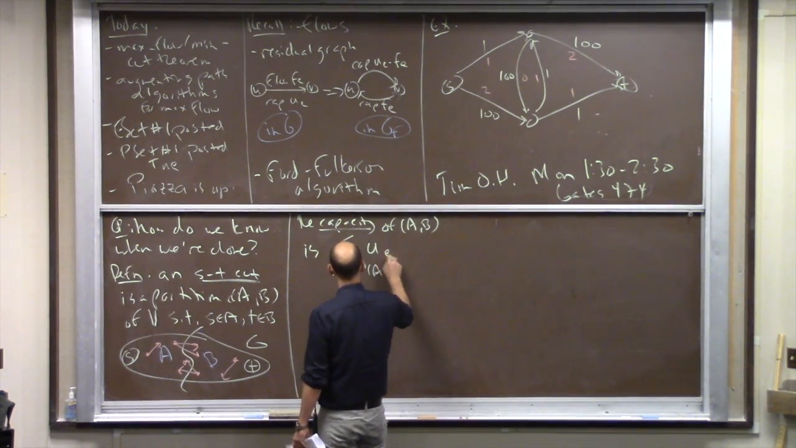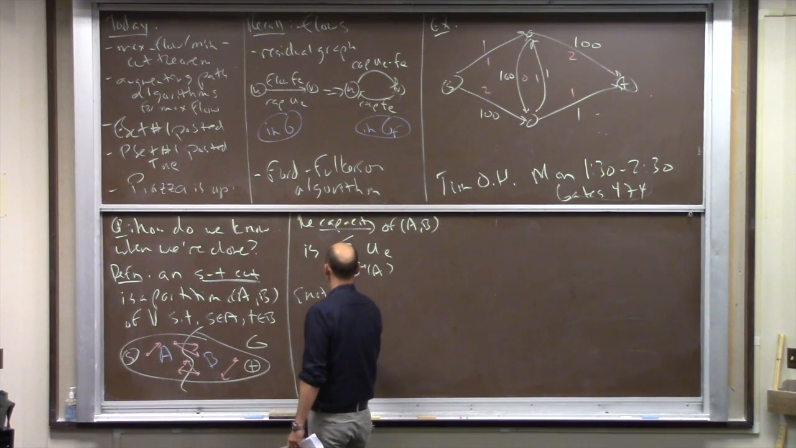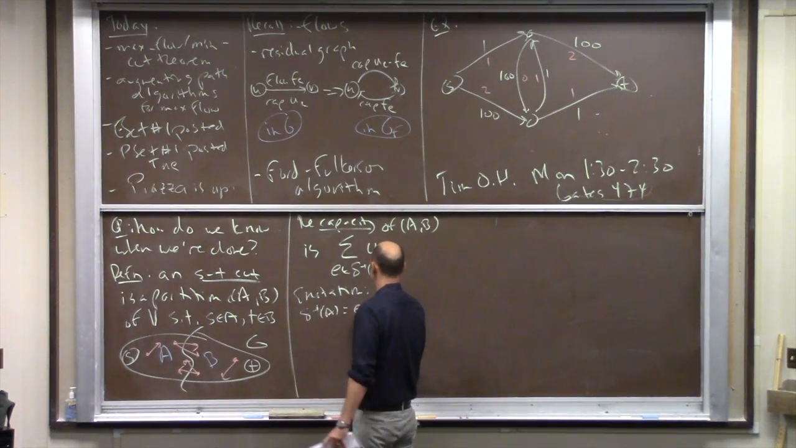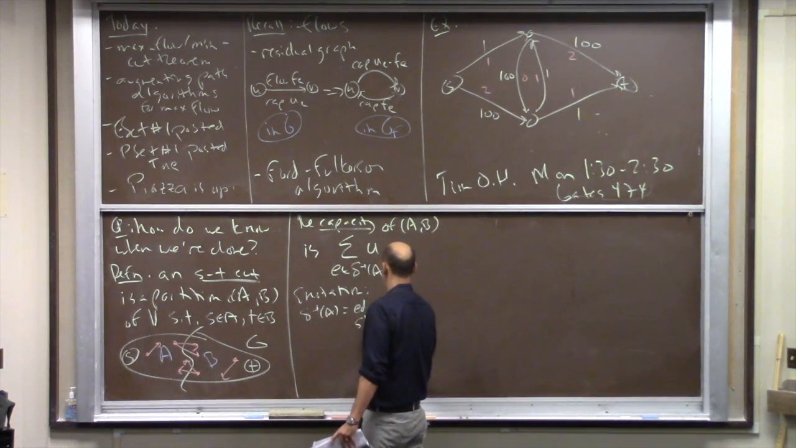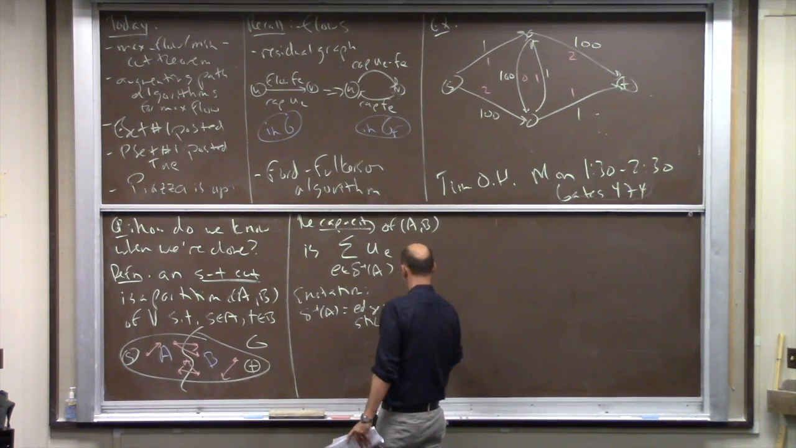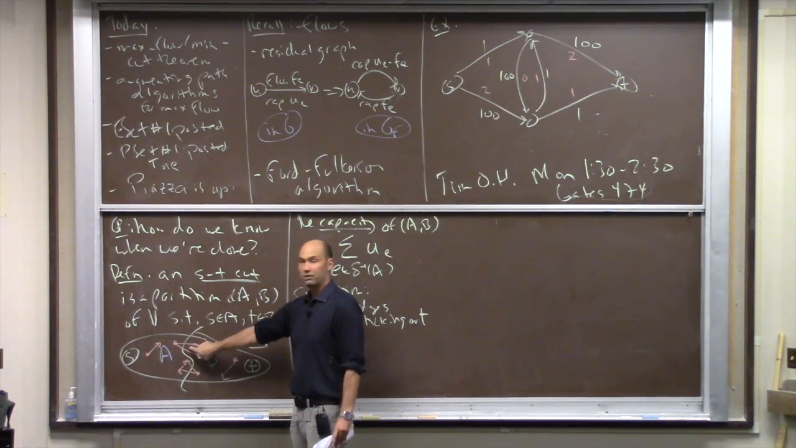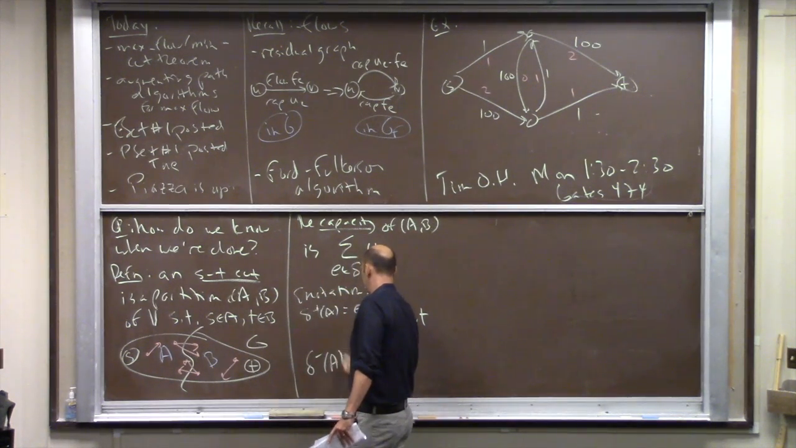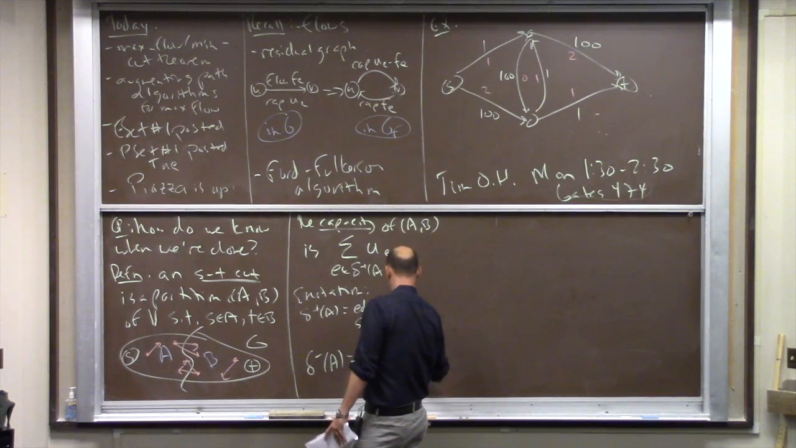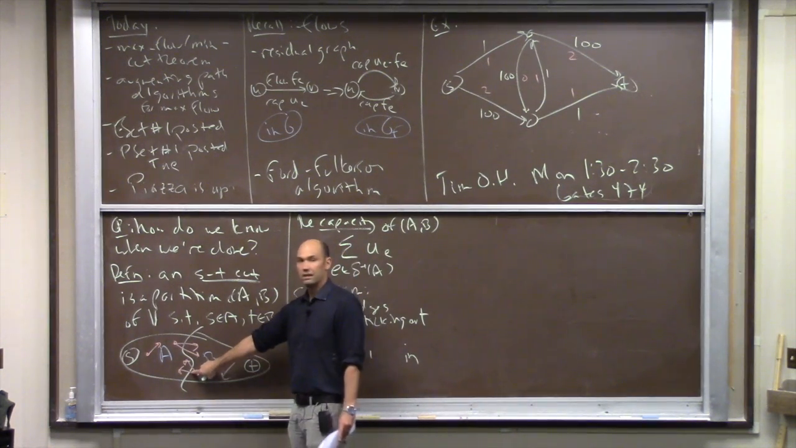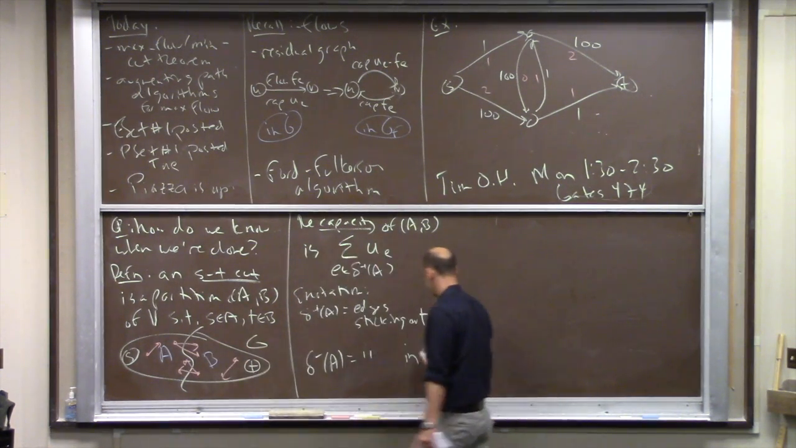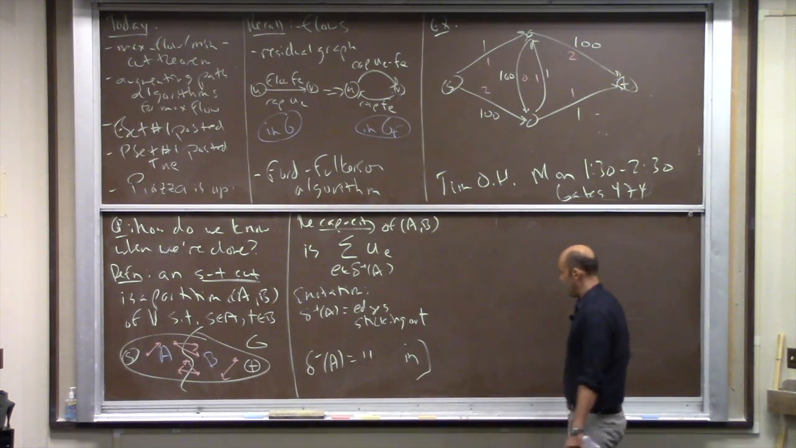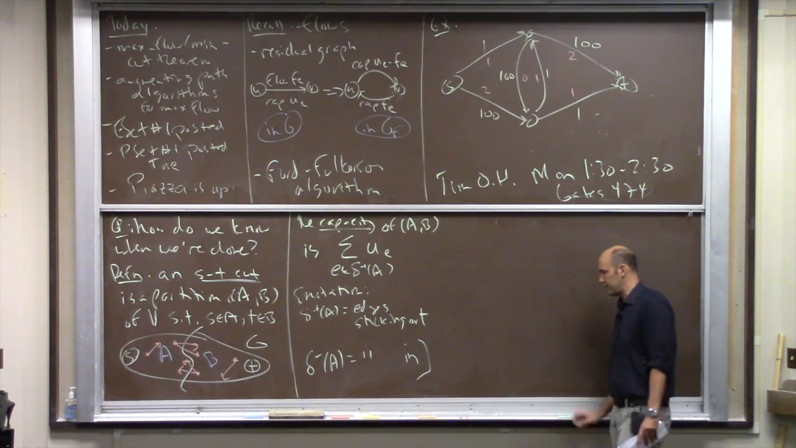of their capacities. And I'm going to be using the notation delta plus of A for the edges sticking out of A. So these are the edges in delta plus sticking out. And then delta minus is the ones sticking in. So these are delta minus here. All right. So that's a cut, and that's the capacity of a cut.